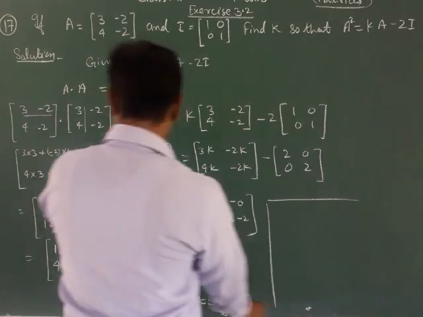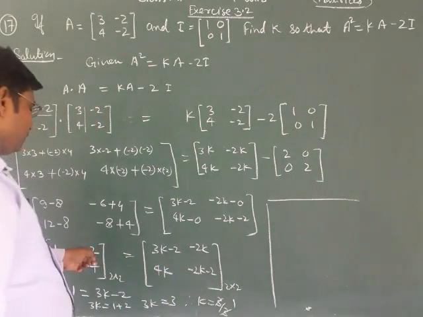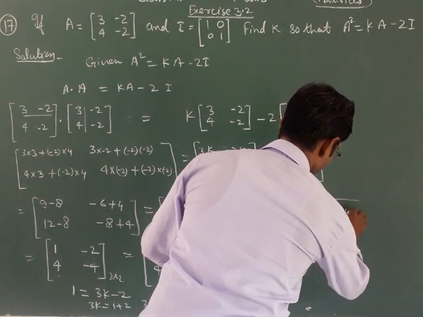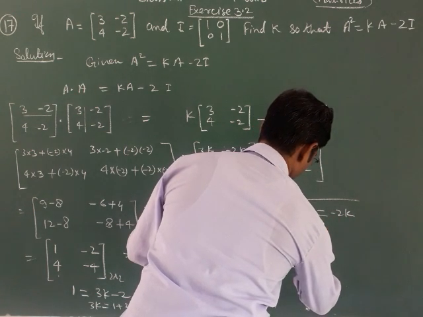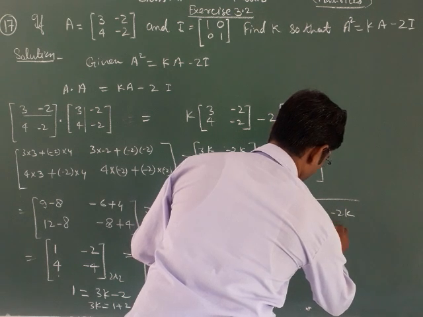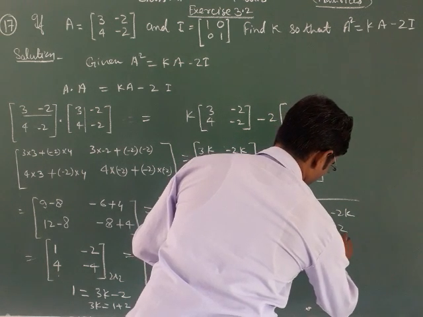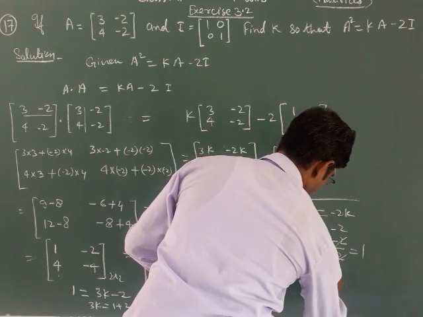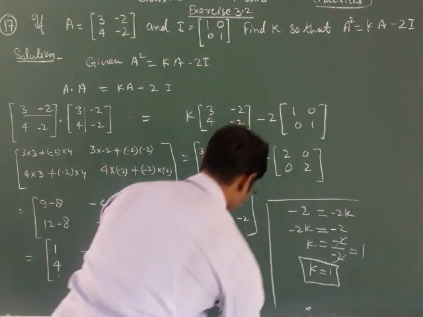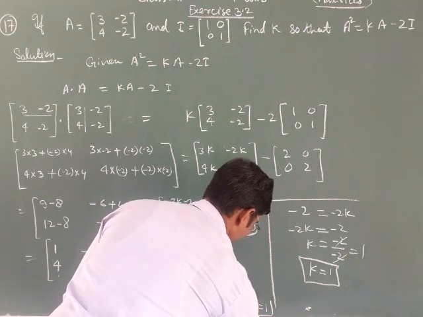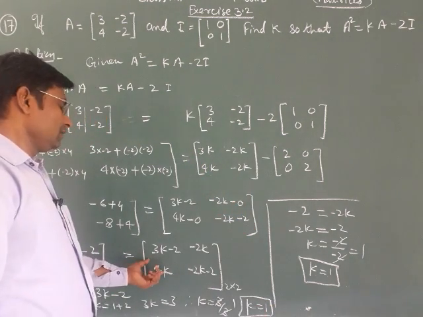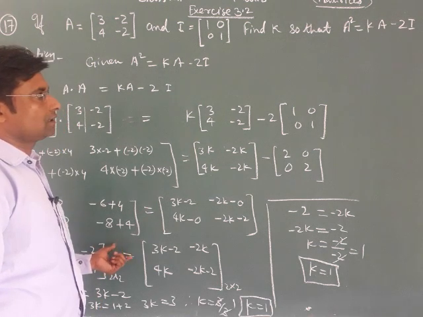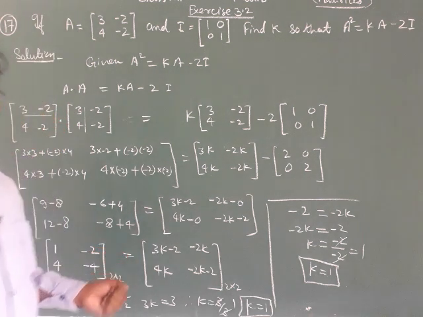Also comparing another element: minus 2 is equal to minus 2k. So minus 2k is equal to minus 2, divided by minus 2 is equal to 1. So k is equal to 1. Comparing any element, we get k is equal to 1. So this is the answer of the given question.